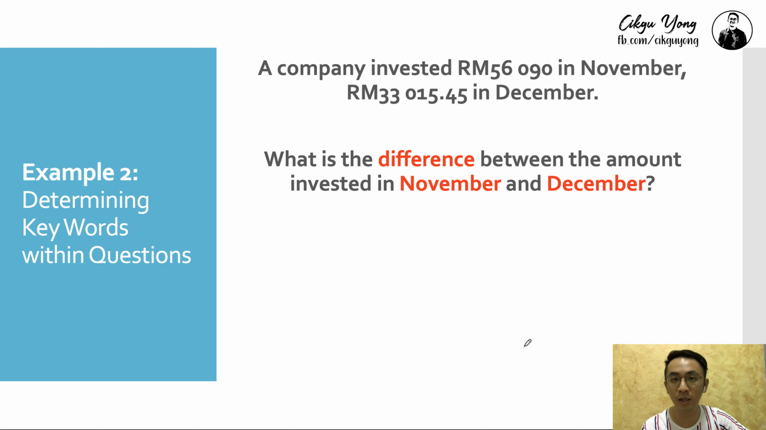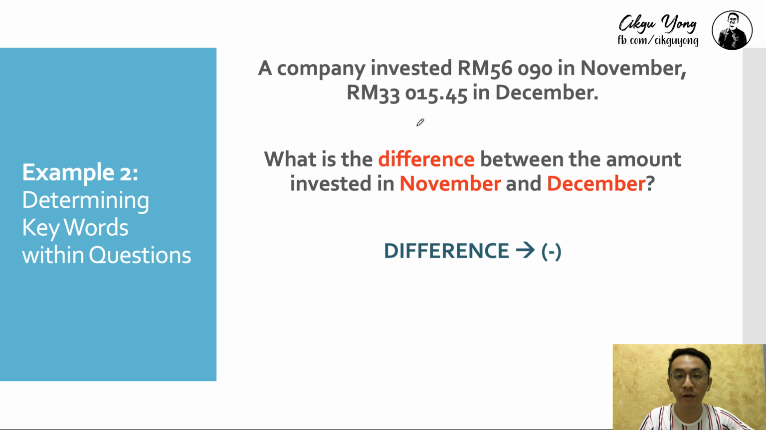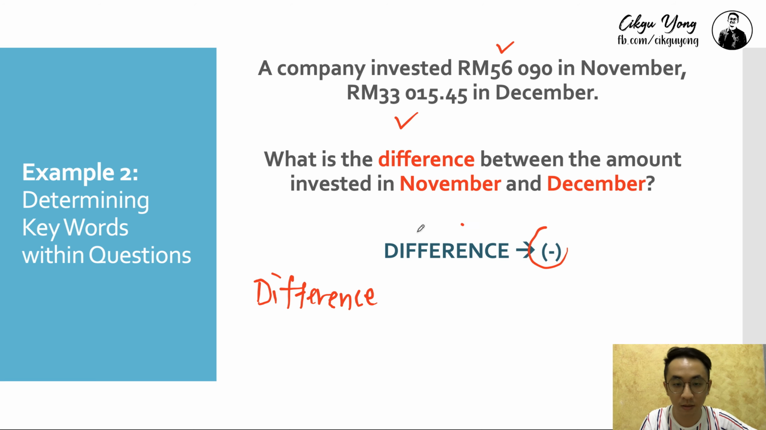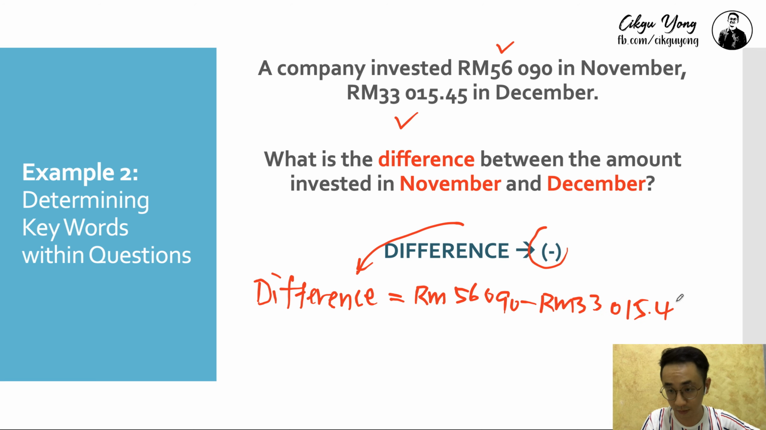Based on these keywords, I can know that difference is about subtraction. It means the difference, right? So basically this question is quite direct. You need to use the bigger figure minus the smaller figure. So the difference means subtraction. You will need to use 56,090 minus the smaller figure, which is this, for you to get the final answer.